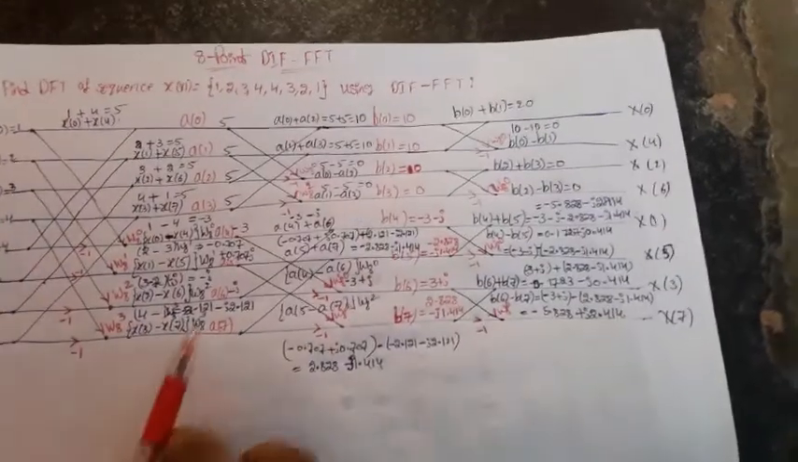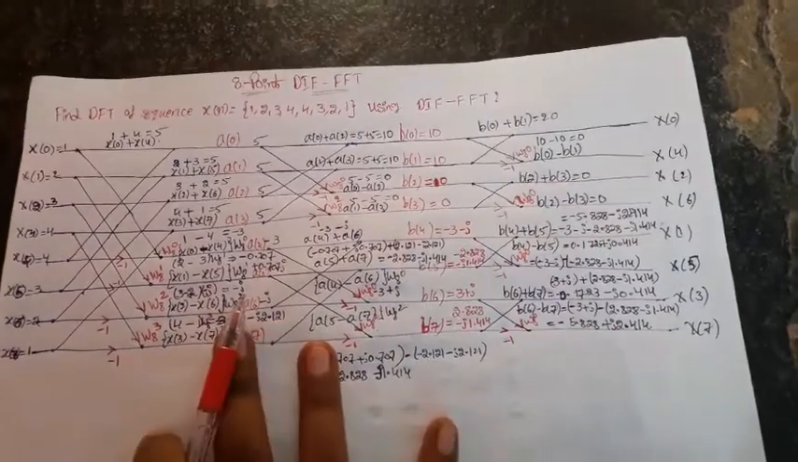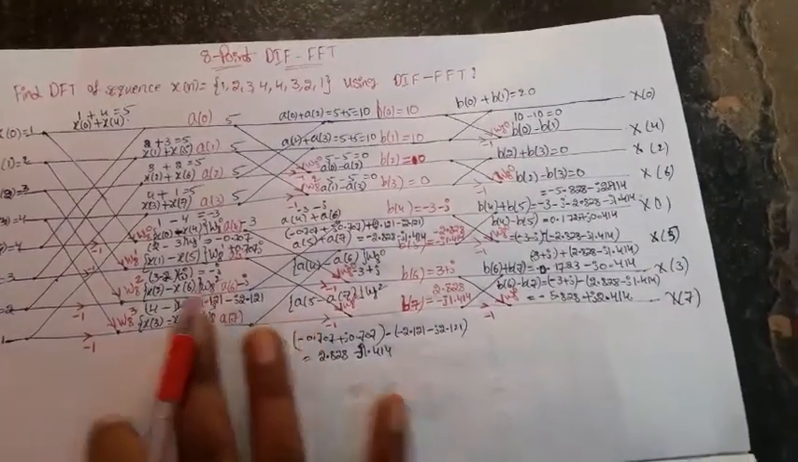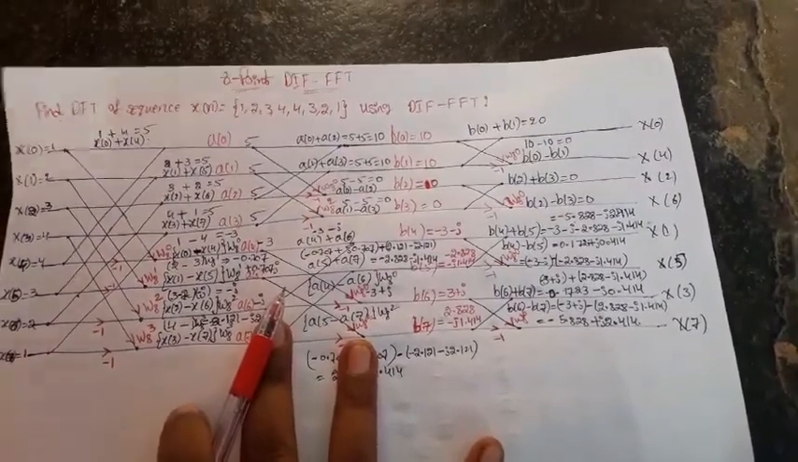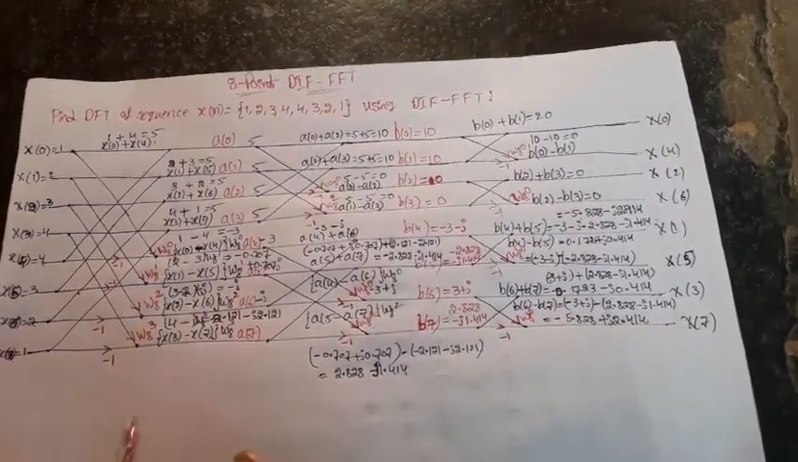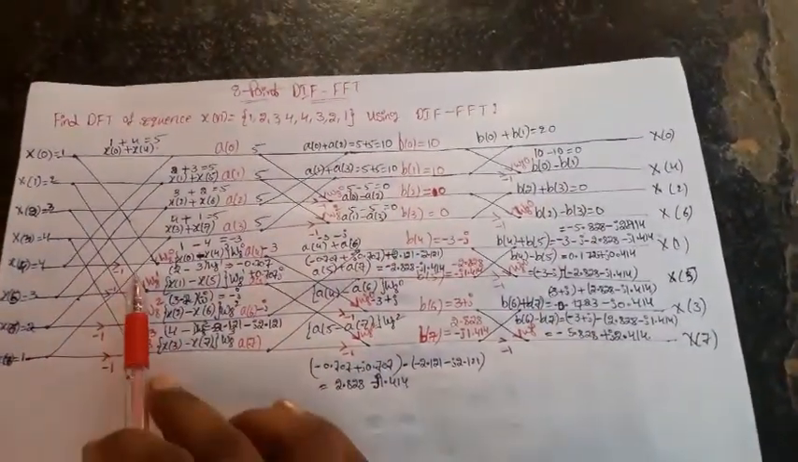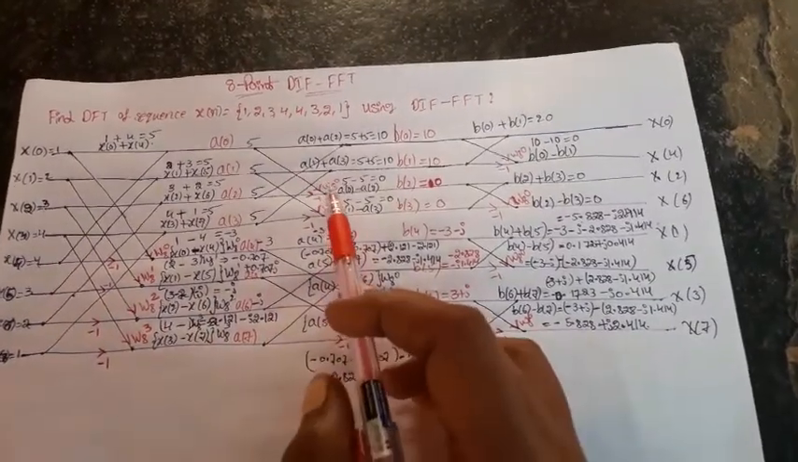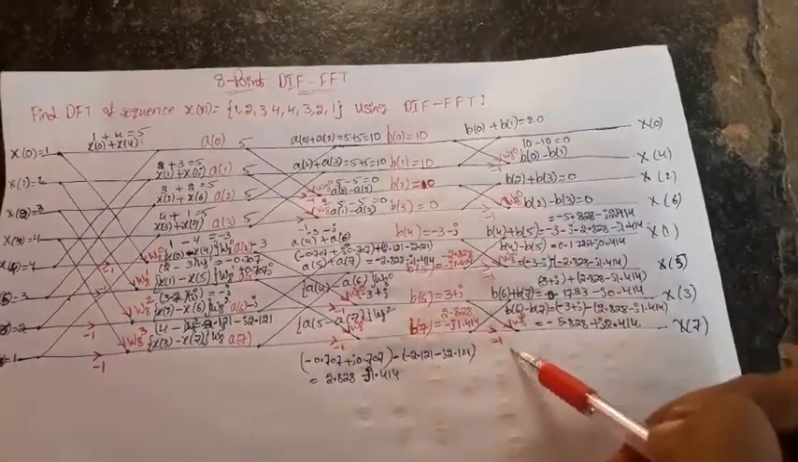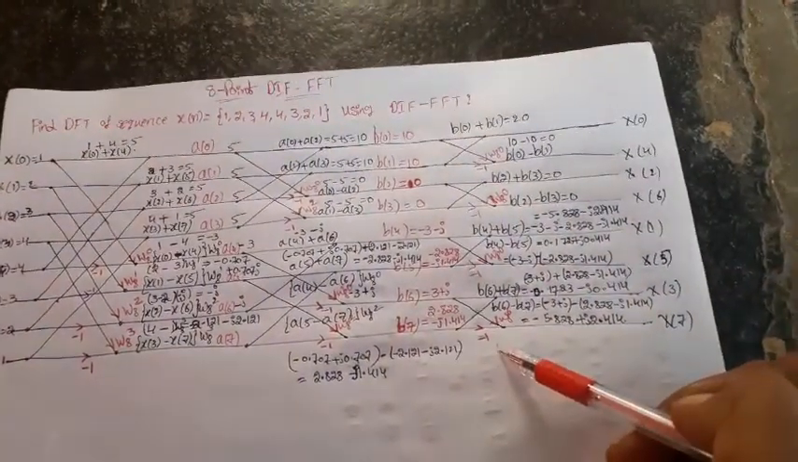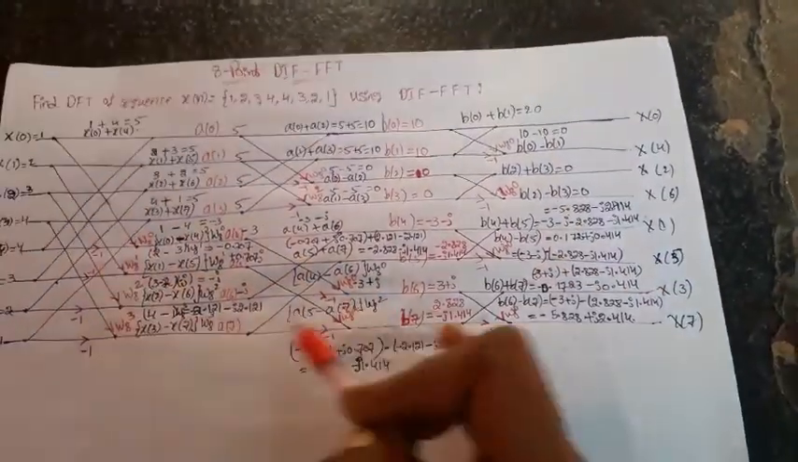Next, the number of stages in this flow graph: totally 3 stages are there. Each stage consists of 4 butterflies, and the number of complex multiplications are 4, 5, 6, 7, 8, 9, 10, 11, 12. Totally 12 complex multiplications are there, and complex additions are 24.